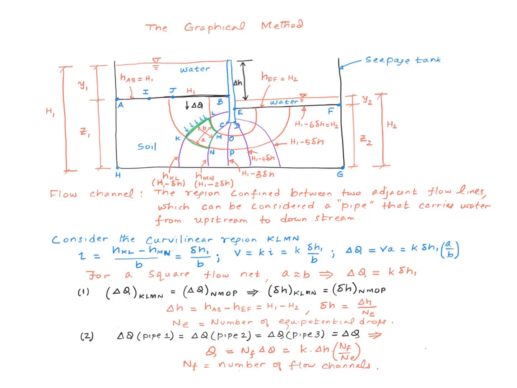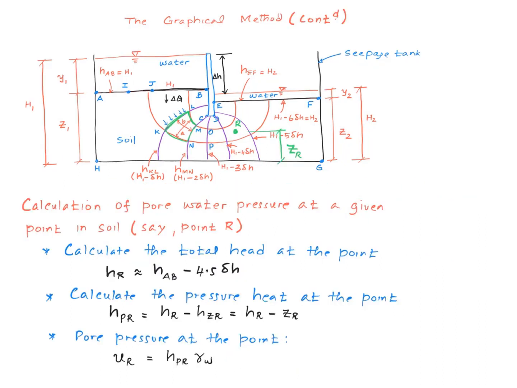Also note that big delta H here is geometrically equal to this distance, the difference in the elevations of the two water levels. Another common thing we do is to calculate the pore water pressure at a given point in soil. Say we are interested in calculating the pore water pressure at point R. These are the steps for doing that.